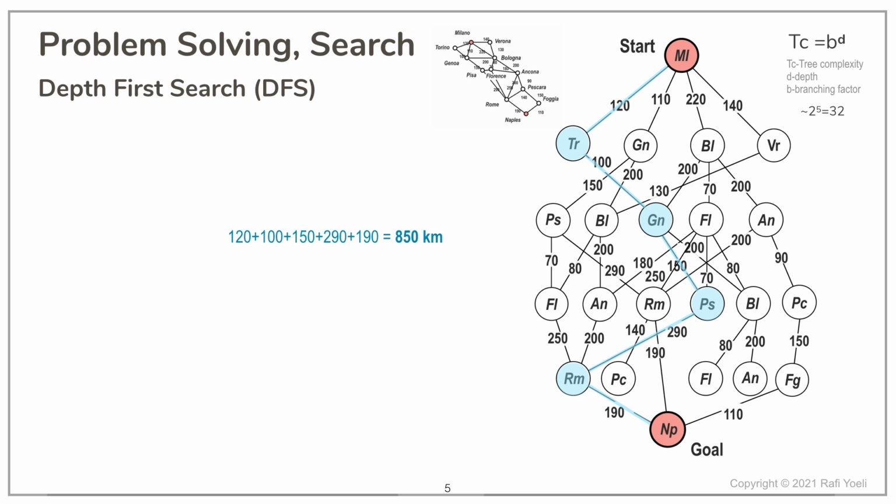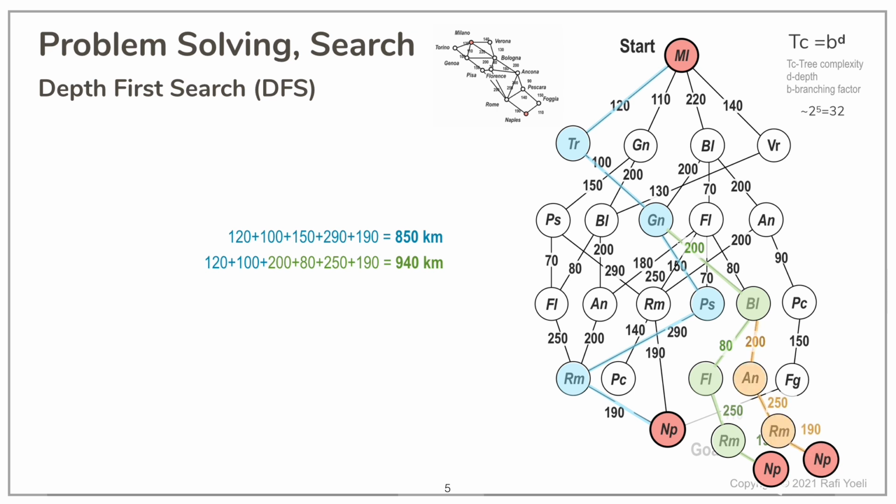Now, we backtrack to the last decision point, which was Genoa. From Genoa, we take the next left path, which is obviously to the right of our latest path. Genoa to Bologna, 200 kilometers, Bologna to Florence, 80 kilometers, Florence to Rome, 250 kilometers, Rome to Naples, 190 kilometers. This new path totals 120 plus 100 plus 200 plus 80 plus 250 plus 190 equals 940 kilometers.